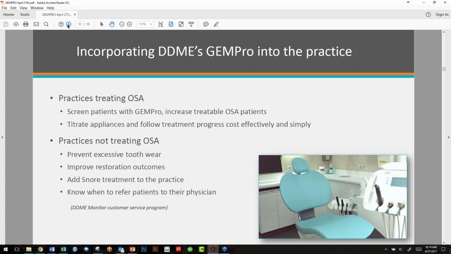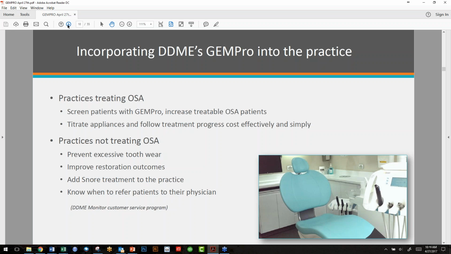The second thing that the OSA practice, the practice treating patients with sleep apnea, can do is titrate the appliance. For those of you that may not know, when you're treating sleep apnea, obviously we're going to move the mandible forward over time with the idea that we're going to open up the airway and make the airway patent so the patient can sleep soundly.